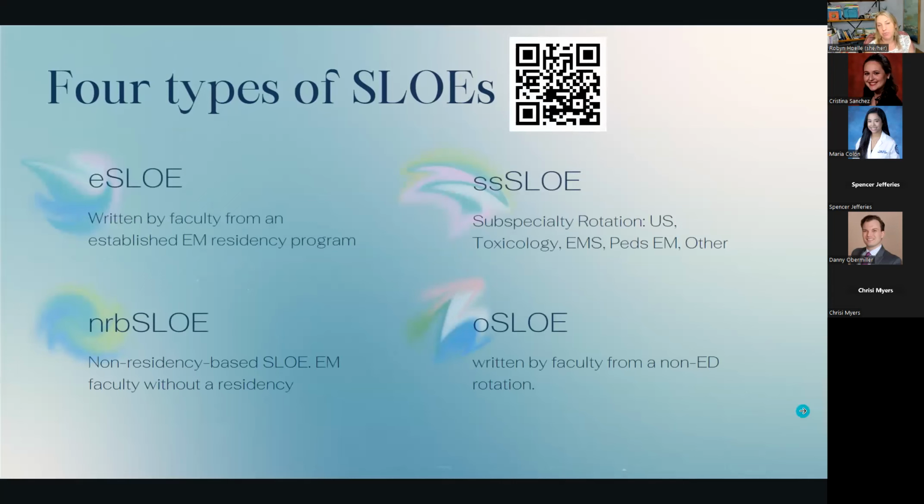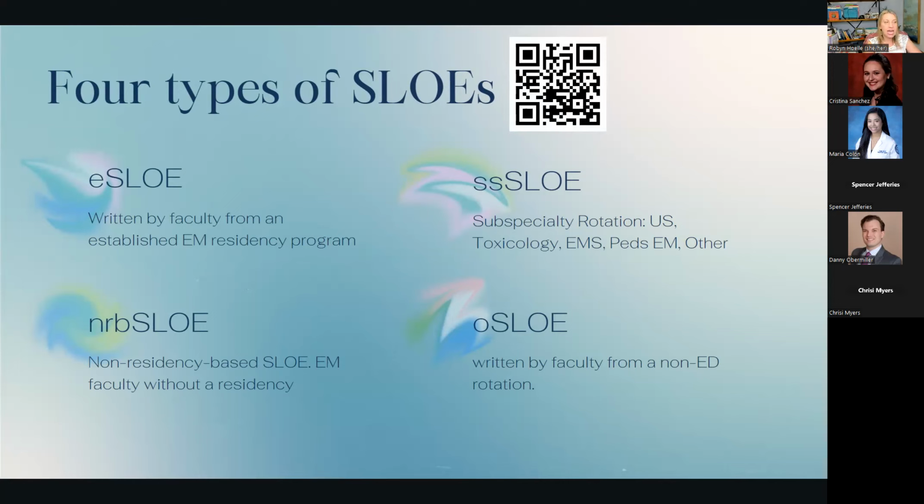There are 4 types of SLOE. This QR code takes you right to the CORD website that has a link to all 4 types of these SLOEs. And I'm just going to go through them, each one, very briefly. So the eSLOE is when people say, hey, upload your SLOE to ARIS, we want to see a SLOE. That's what they're really talking about. This is written by faculty from an established EM residency program.